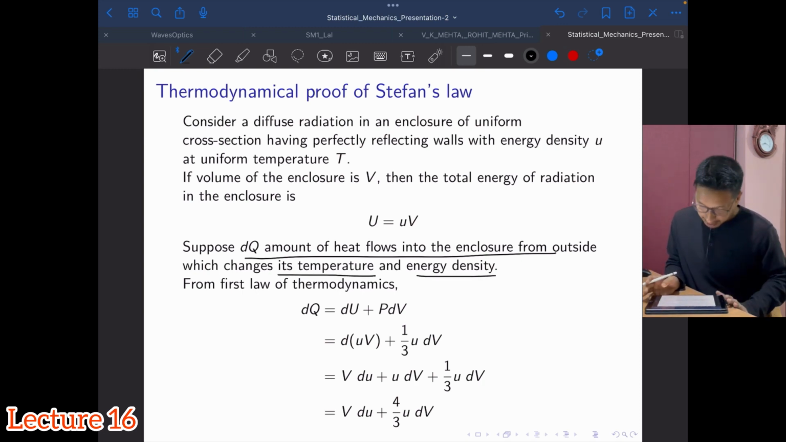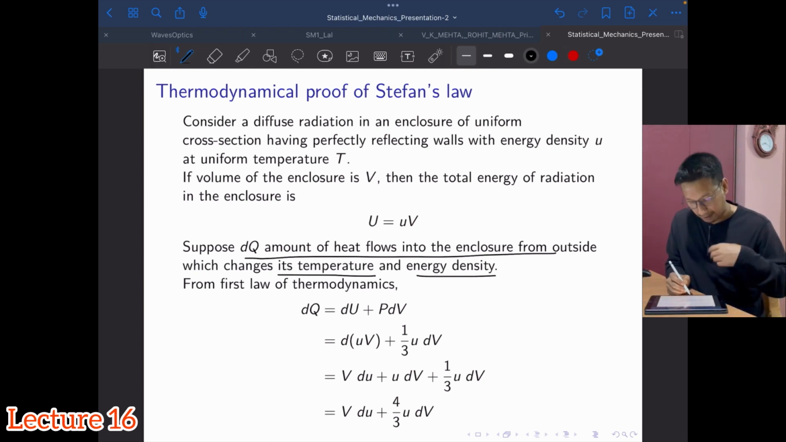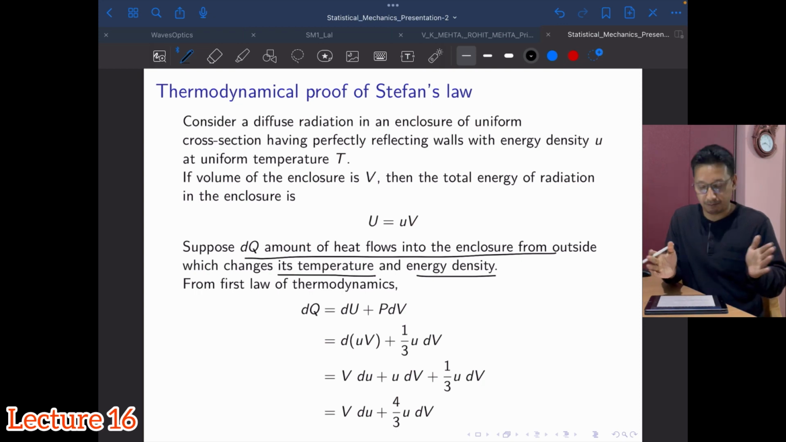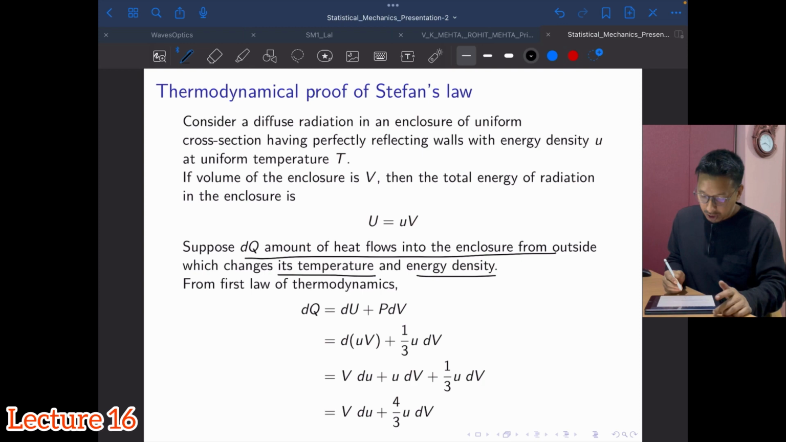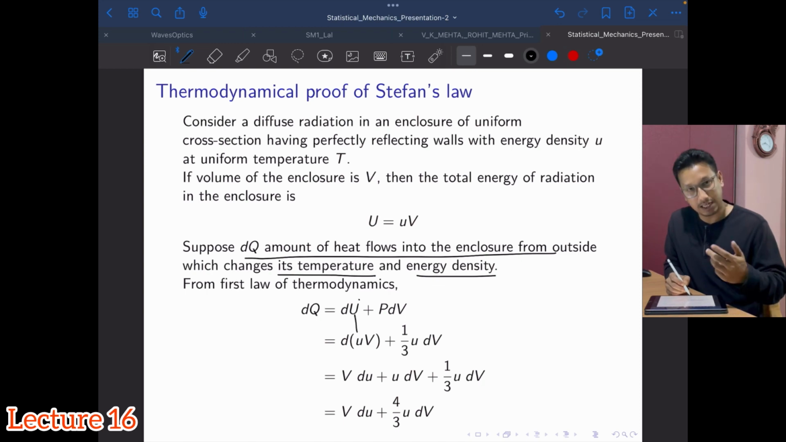So now you can apply the first law of thermodynamics, which is given by dq, the amount of heat supplied from the outside, equals du plus p dv, since some amount of work will be done by virtue of the expansion of the volume, isn't it? So that is our first law. Now I have to substitute for u, the internal energy of the system, the total energy, in terms of volume and energy density.